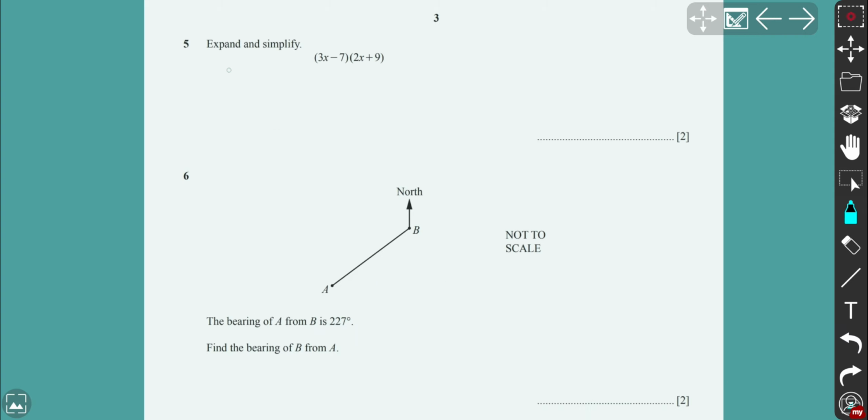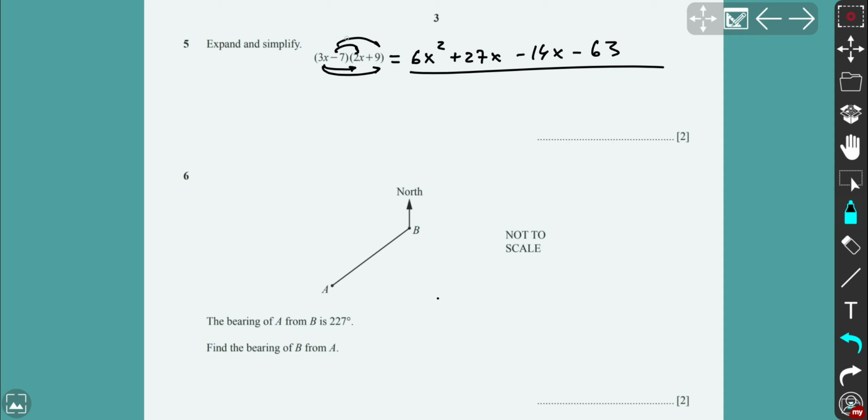Okay, so next one, expand and simplify. What I'm going to do is multiply 3x by 2x and by 9, and the same with negative 7 by 2x and negative 7 by 9. So let me perform the action. I've got 6x squared, then 27x, next negative 14x, and negative 63. So I've expanded, now simplifying. The final answer is 6x squared plus 13x minus 63. I hope it's correct. Okay, that's the final answer.